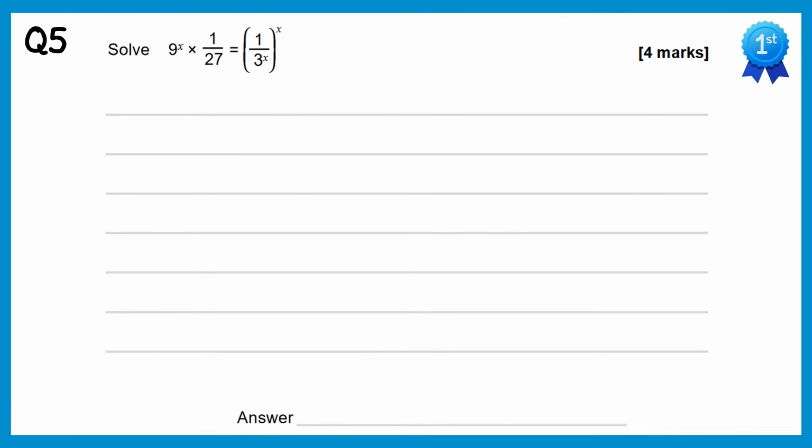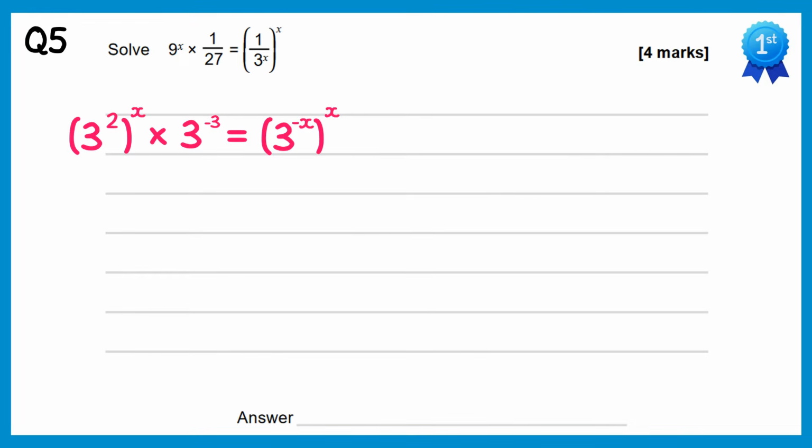For this question, we rewrite all of them as powers of 3. So we've got 9 to the power x, but 9 is just 3 squared, so we have 3 squared to the power x. I know 27 is 3 cubed, but this is the reciprocal, so this is times 3 to the power negative 3. And on the right hand side over here, I've got 1 over 3 to the x, which could be rewritten as 3 to the negative x, and this is all raised to the power x.